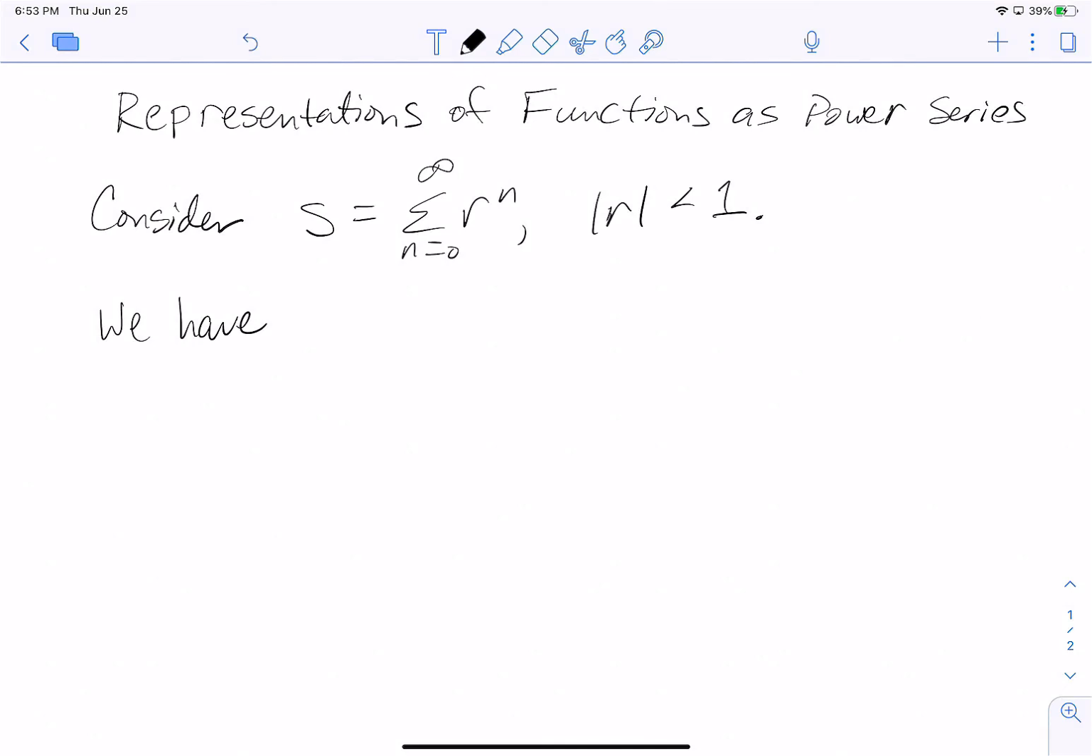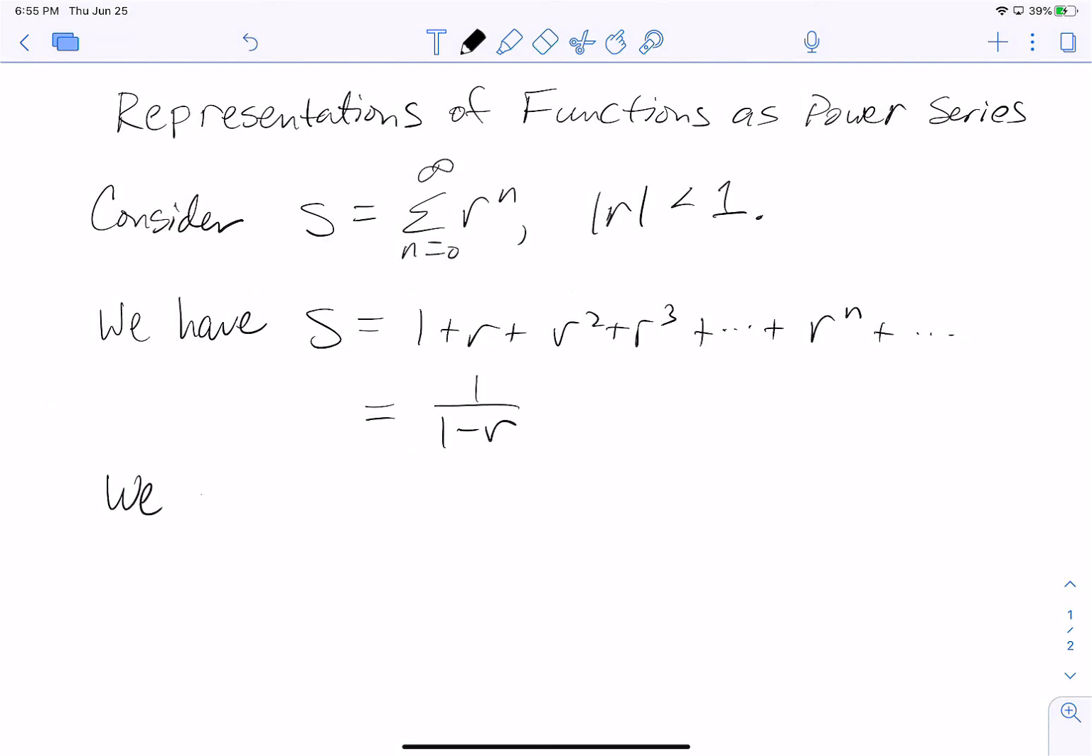Now that we've seen what power series are about, we're going to see how to represent particular functions as power series. And as our foundation, we're going to consider the sum as n goes from 0 to infinity of r to the n, where the base r in magnitude is less than 1. As we know, this sum is equal to 1 plus r plus r squared plus r cubed plus dot dot dot plus, I'll throw in r to the n, but plus dot dot dot, it goes on forever, right? But as a convergent infinite geometric series, we know that this sum is equal to 1 over 1 minus r.